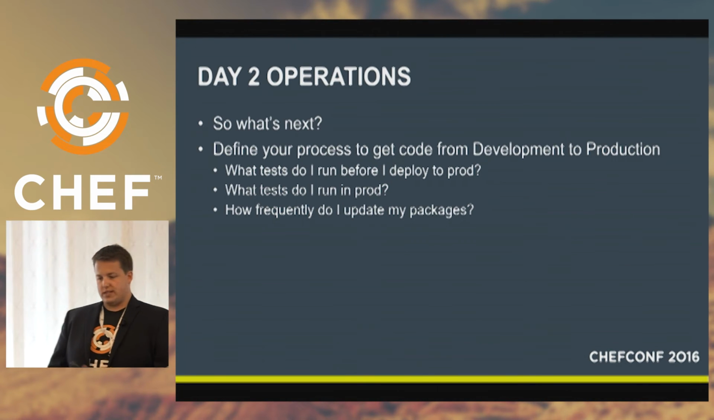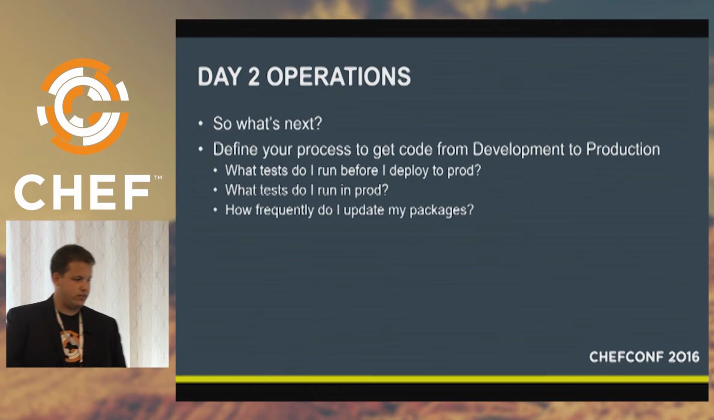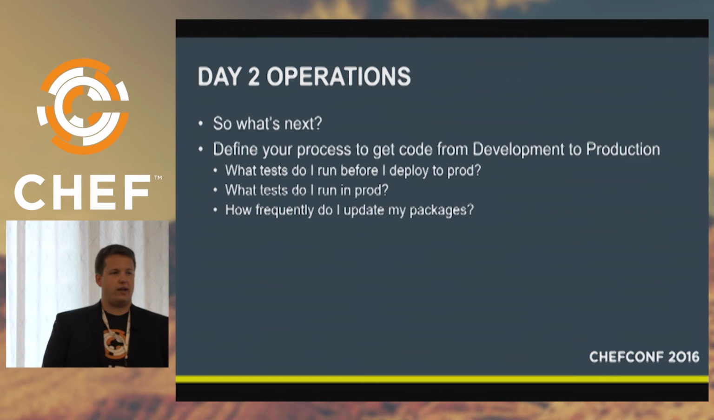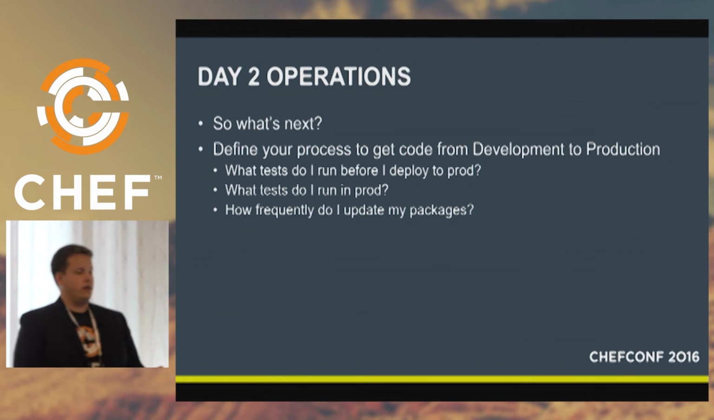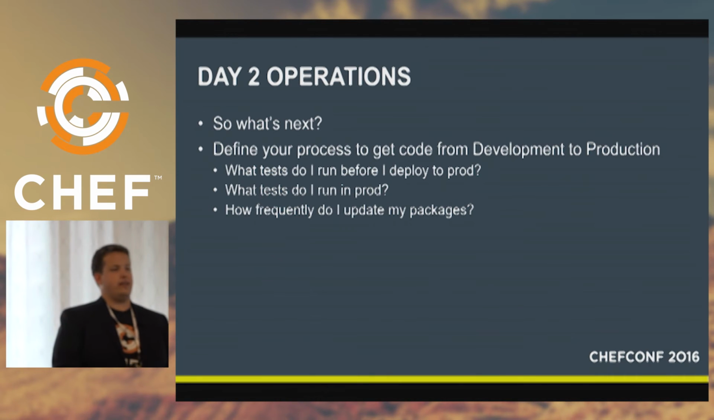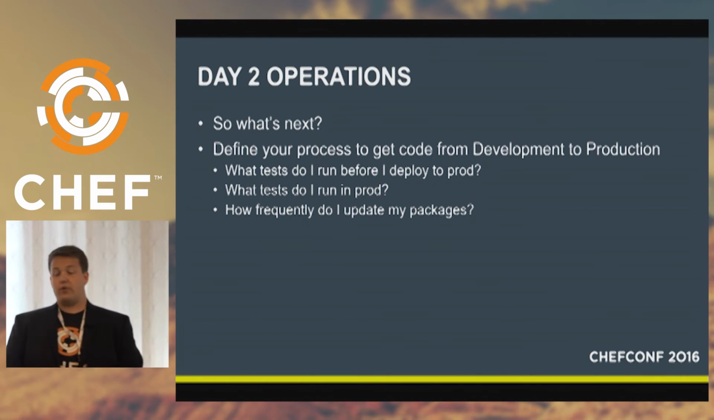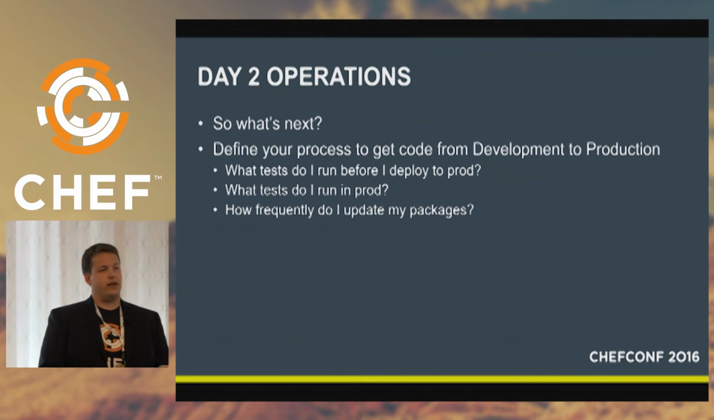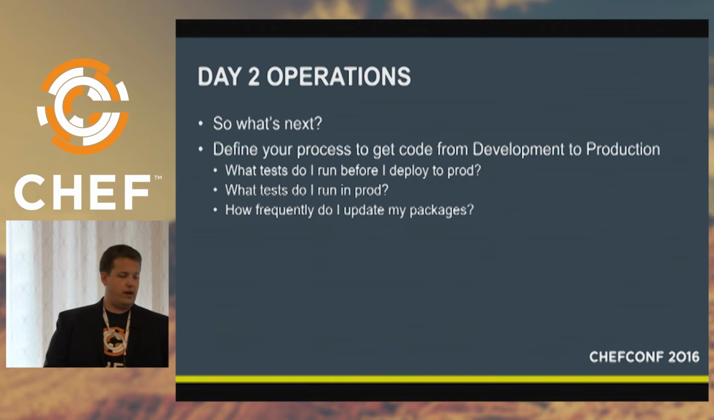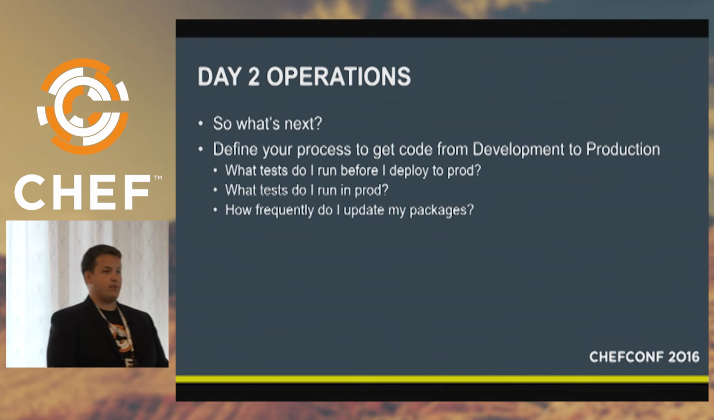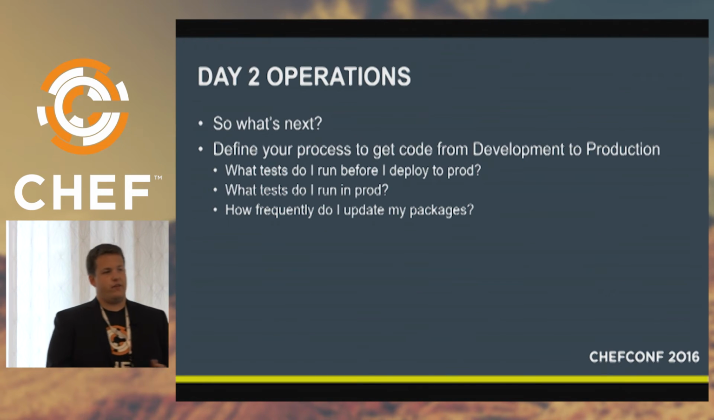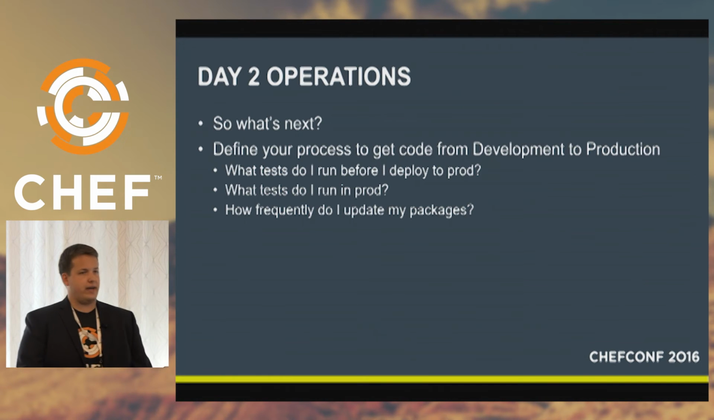So what's next? We're getting close to wrapping this up. One of the things you need to do in your organizations is define your process. How do we get code from development across the gap to production, right? There's some mechanism, some process that happens internally. What does that look like? How do we automate that process? How do we get that at velocity? So the questions you should be asking are: what tests do I need to run before I deploy to prod? What tests am I going to run in prod to ensure that the system came up properly, before I walk away from the skiff and say everything's good to go? And how frequently do I have to do my packages?